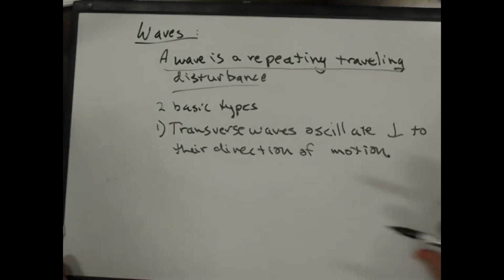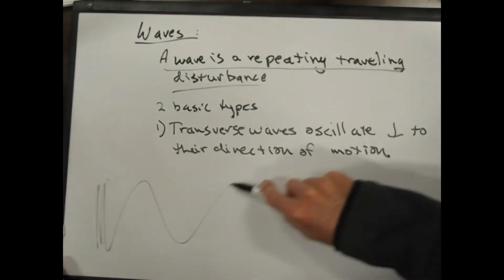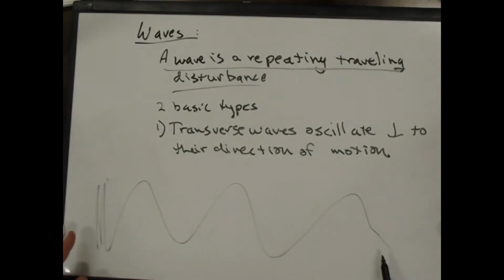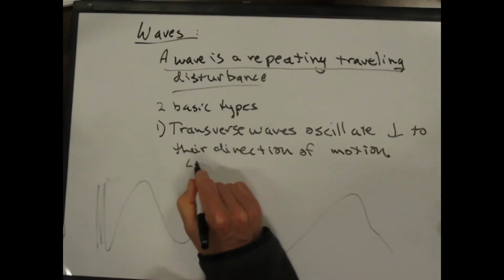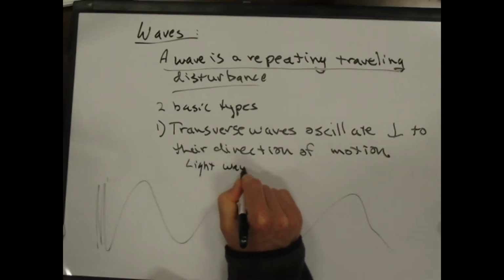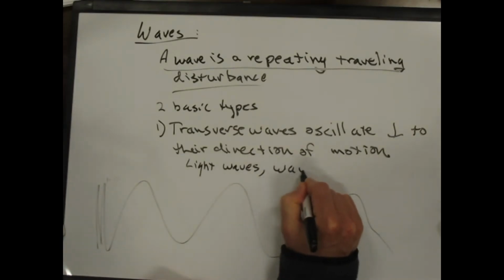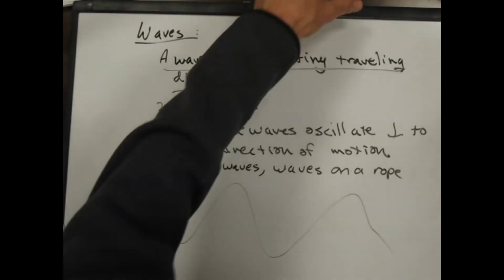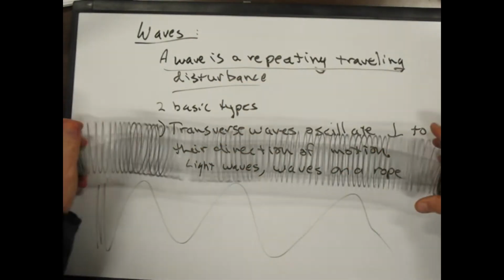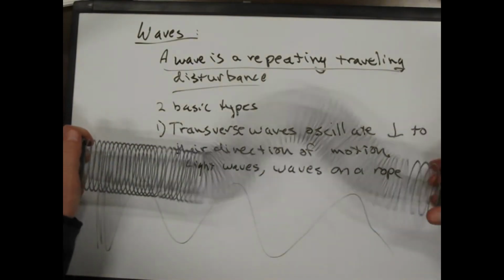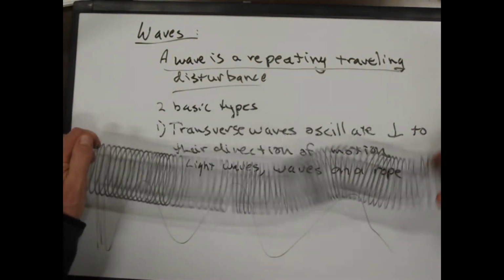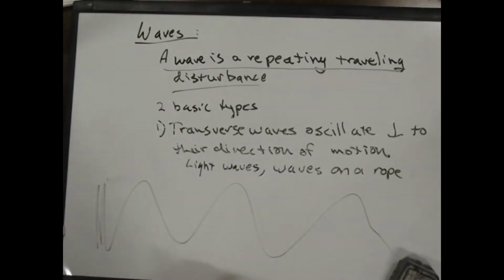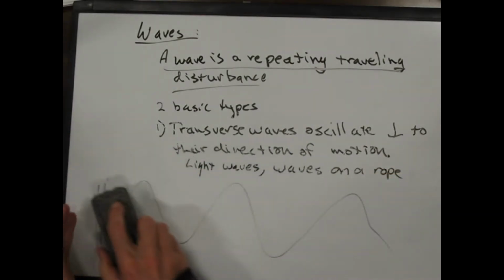So let me try that one more time. I can just go like this, and then if I just pull it, I get a wave out of that. And so an example of this is light waves, waves on a rope. You can kind of see it. I can take this slinky and make a transverse wave on a slinky. If I go like that, I would have to keep doing it to make it repeating, but you get the idea. And so that's a transverse wave.